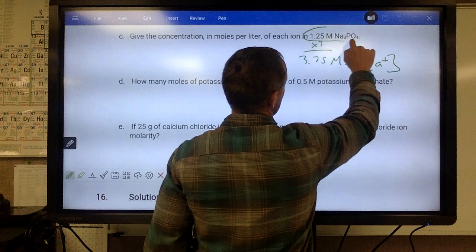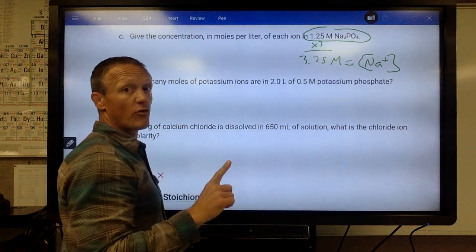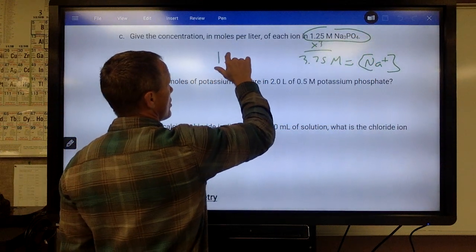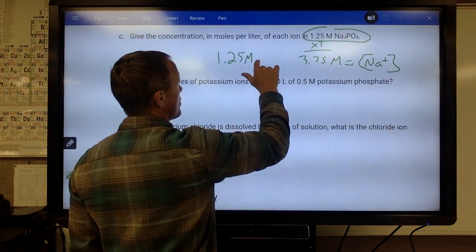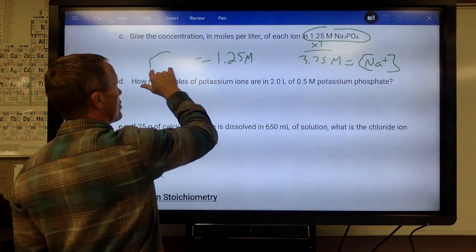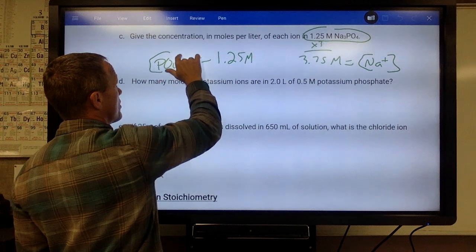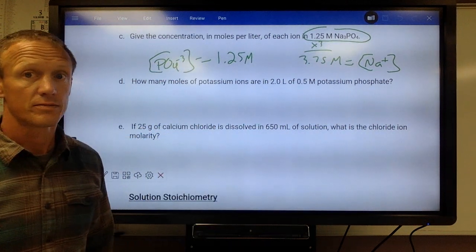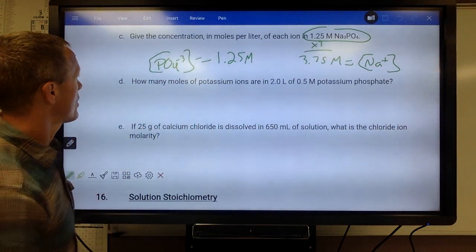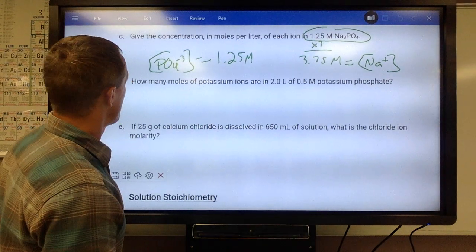If the whole thing is 1.25 molar, there's only 1 mole of PO4 3- ions, so 1.25 molar would be the concentration of phosphate ions. All right, those are fairly easy questions, hopefully. This one's a little bit different.